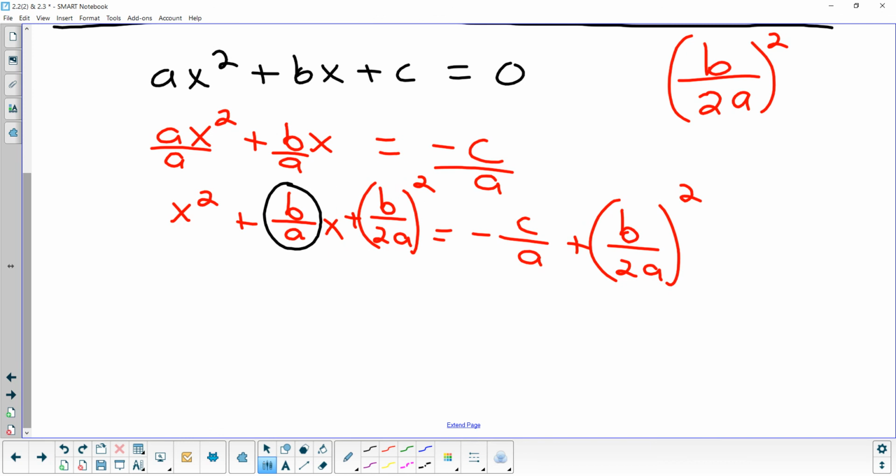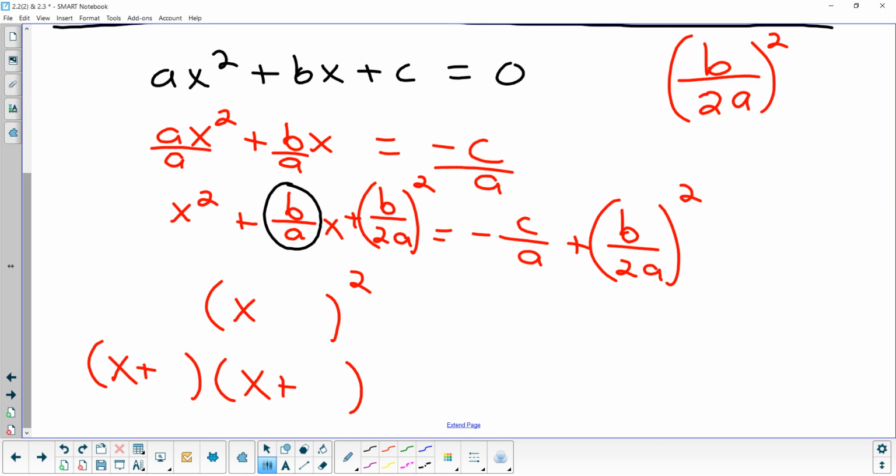Now, because of what we just added, that always makes the left-hand side factor very nicely. It has to factor into two things that are the same. So it's going to be x, x, and we need two things that are the same. What could you put here and here, so that when you multiply them together, you get b over 2a squared? It has to be the same thing here and the same thing here.